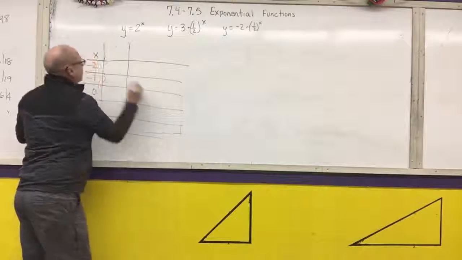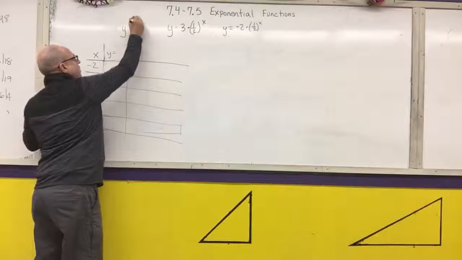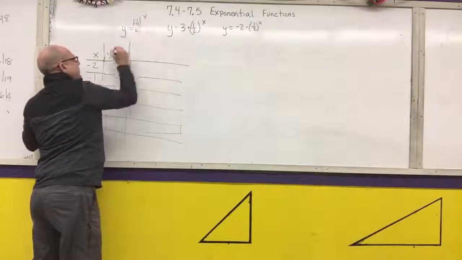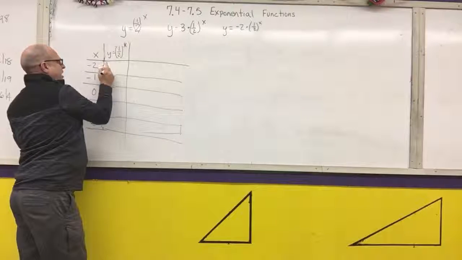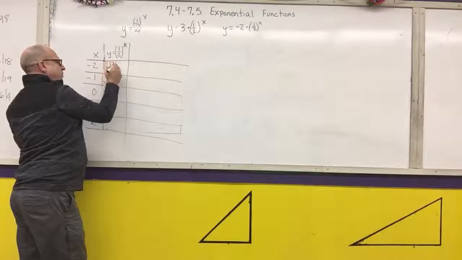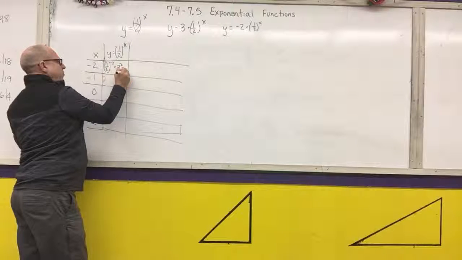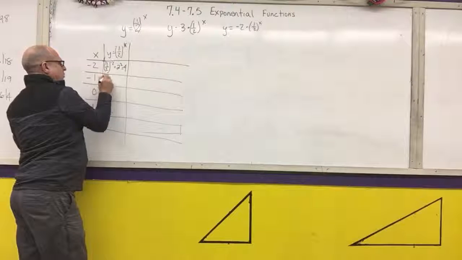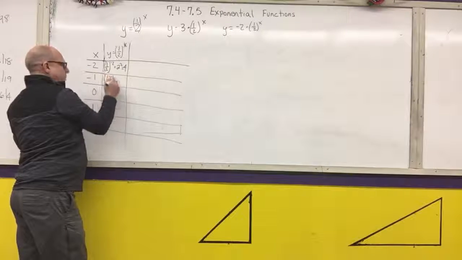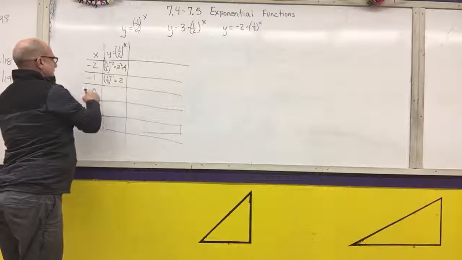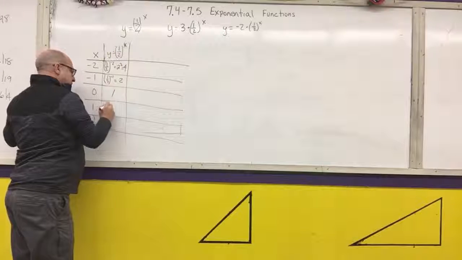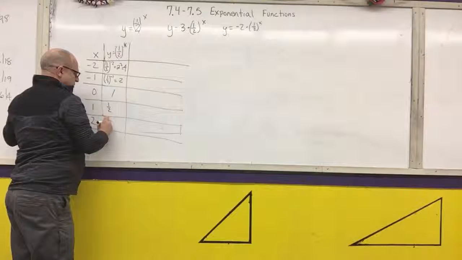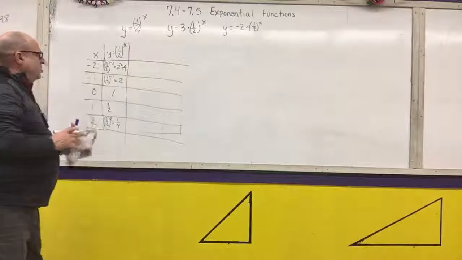Okay, so first one is y equals 1/2 to the x. So that's 1/2 to the negative 2. Flip it over and change the sign, which is 2 squared, which is 4. This is 1/2 to the negative 1. Flip it over, change the sign, that's 2. Any number but 0 to the 0th is 1. 1/2 to the first is just 1/2. And 1/2 squared would be 1 squared over 2 squared, which is 1/4.